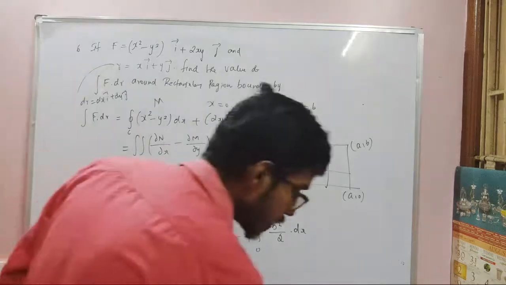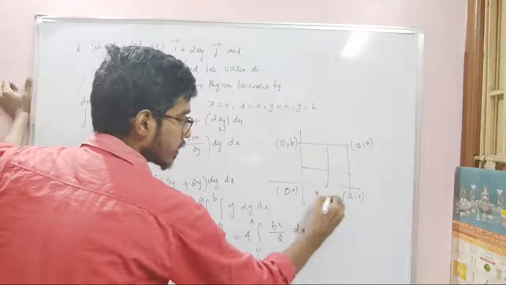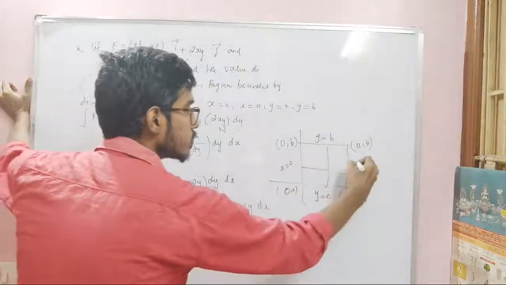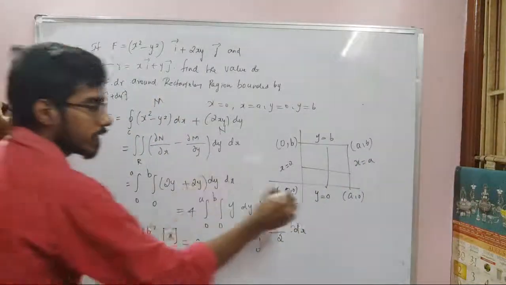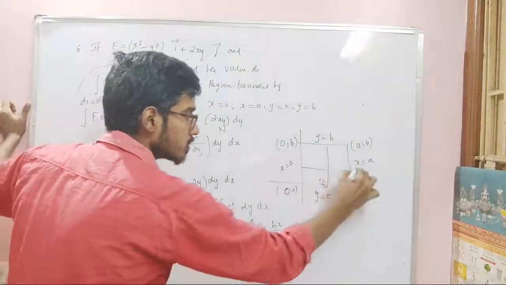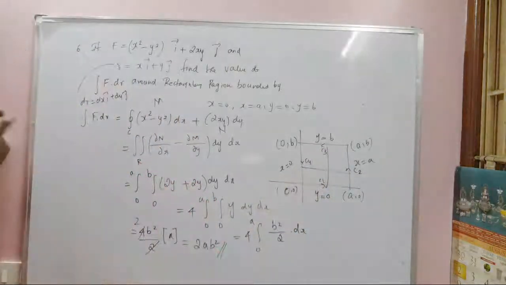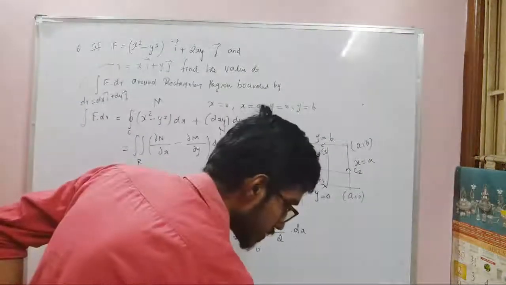If you use Green's theorem, you can see how easy it is. If you are finding it by line integral, what will you do? You will write y is equal to 0, y is equal to b, x is equal to 0, x is equal to a, and let us say these are C1, C2, C3, C4. You will evaluate 4 integrals, integral C1, integral C2, integral C3, integral C4, which will take time, but by using Green's theorem we have completed this problem in less than 2 minutes.